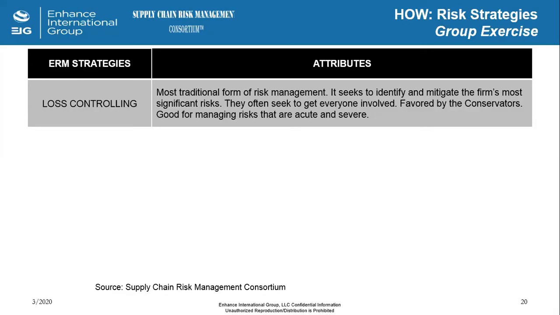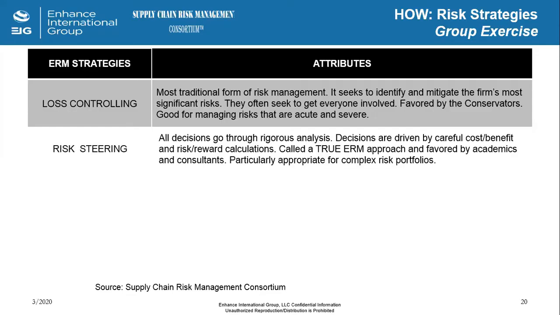Loss controlling, most traditional form of risk management. It seeks to identify and mitigate the firm's most significant risks. They often seek to get everyone involved. We call that consensus. It's favored by the conservators. It's good for managing risks that are what we call acute and severe.